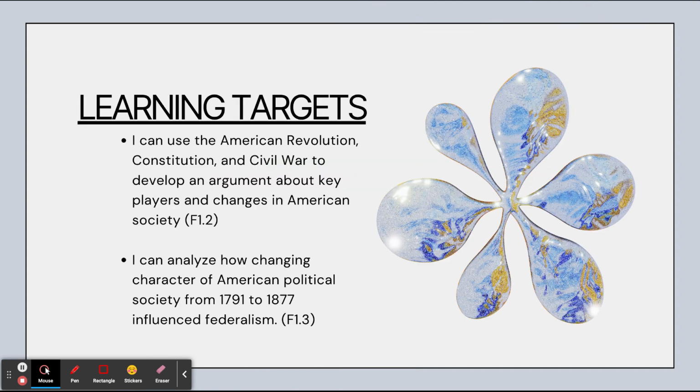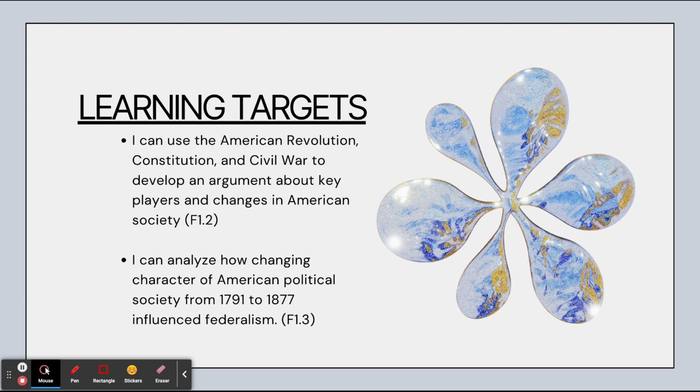Today's mini lesson is based off of two learning targets. They're pretty similar, and you're going to have an opportunity to do a little bit more of an investigation into what these are actually talking about through a timeline project for this lesson. The first learning target states: I can use the American Revolution, Constitution, and Civil War to develop an argument about key players and changes in American society.